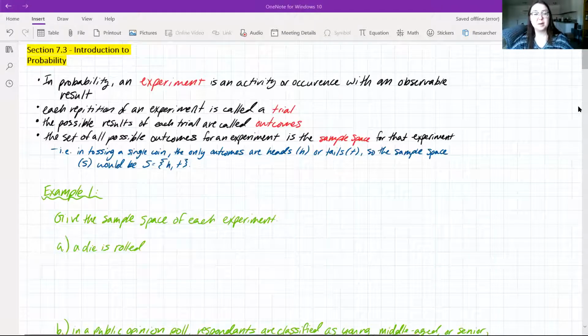Hello everyone, we're going to talk about section 7.3, which is Introduction to Probability. So in probability, an experiment is an activity or occurrence with an observable result.